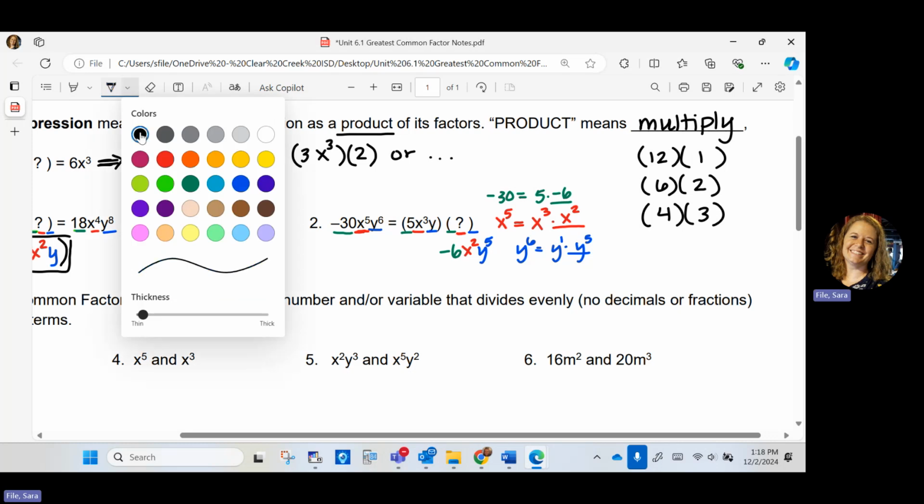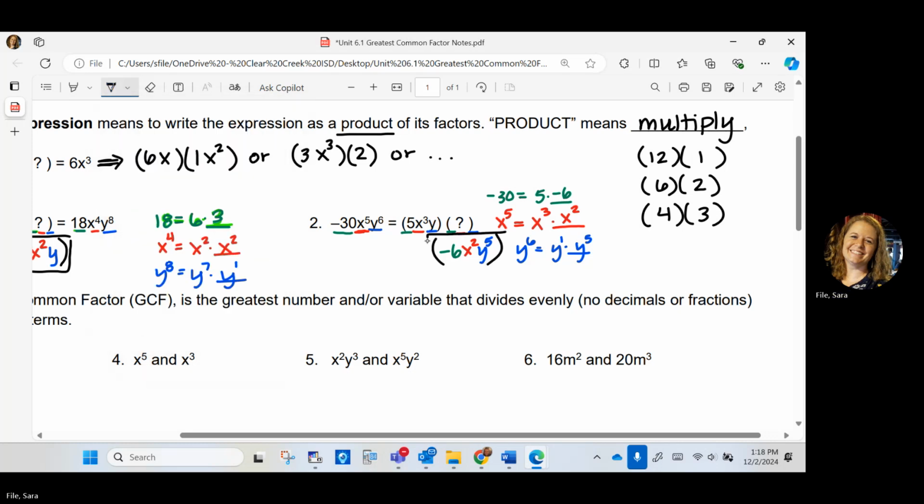So that's the factor that would go here in for this question mark. That's what I would need to multiply by to get that product here.